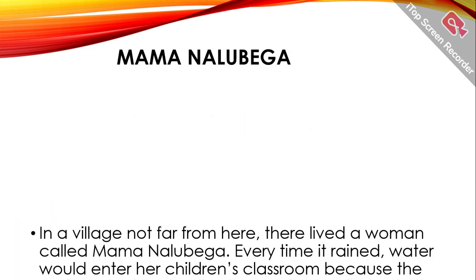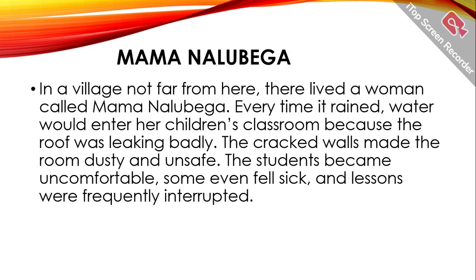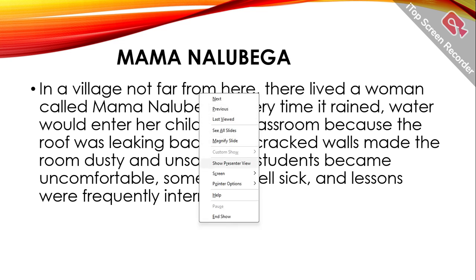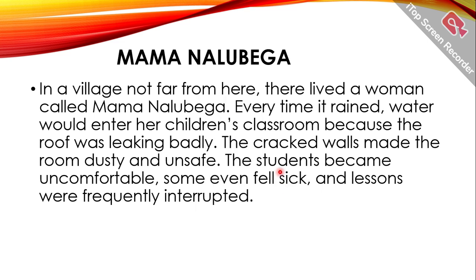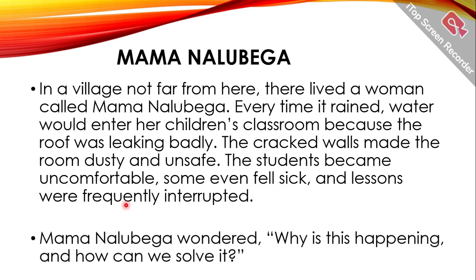So we have this Mama Nalubega, and we are saying that in a village not far from here. Now, of course, that "here" means wherever you are. There lived a woman called Mama Nalubega. Every time it rained, water would enter the children's classroom because the roof was leaking badly. The cracked walls made the room dusty and unsafe. The students became uncomfortable, some even fell sick, and lessons were frequently interrupted.